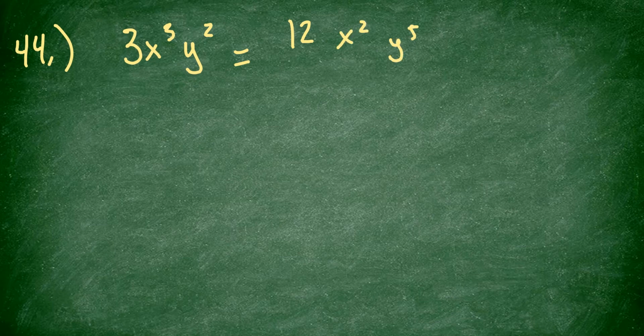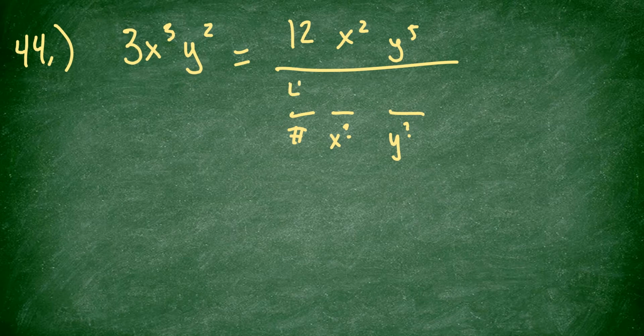44 wants you to plug in stuff that's going to make this a true statement. So you can pick whatever you want to plug in that's going to make this a true statement. On top of a fraction, I have 12 x squared y to the 5th. On the bottom, I'm going to fill in the blank. There's going to be 3 blanks, obviously. I'm going to have a number, an x to something, and a y to something.